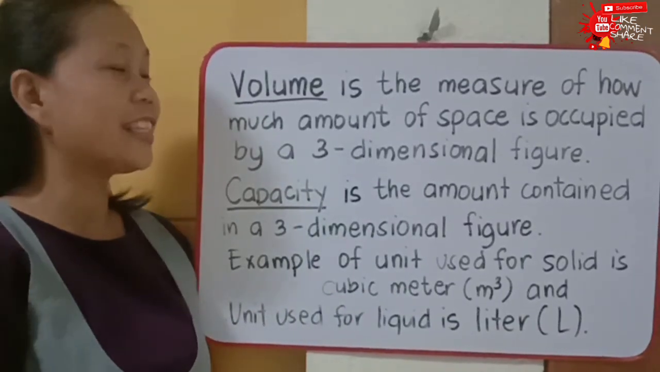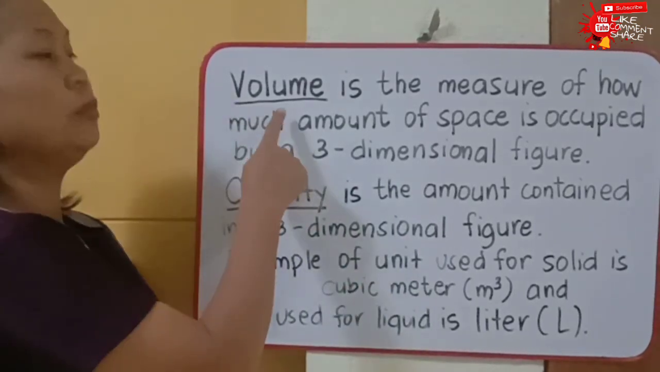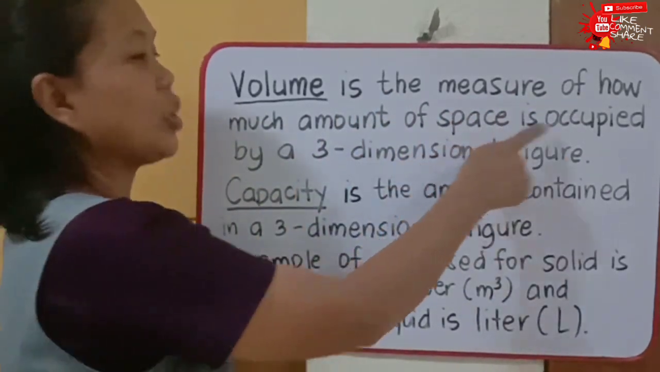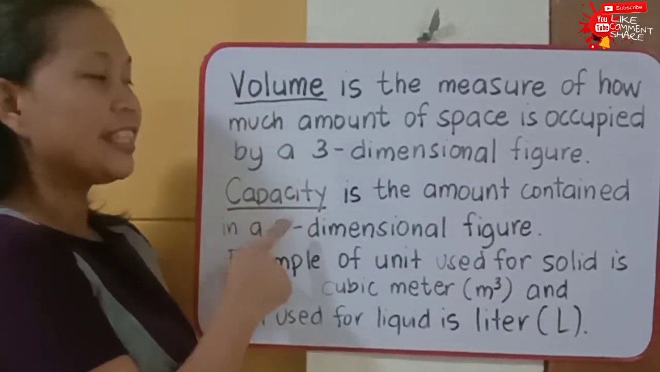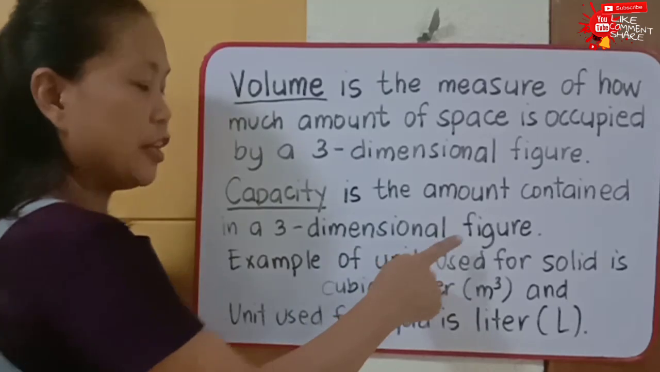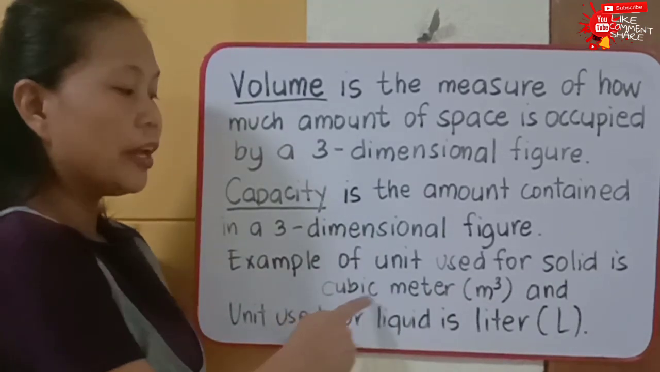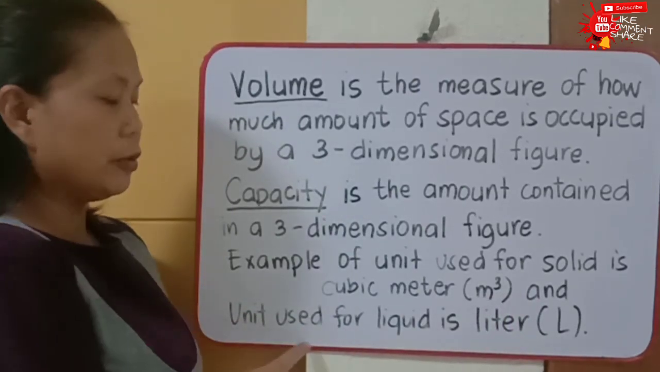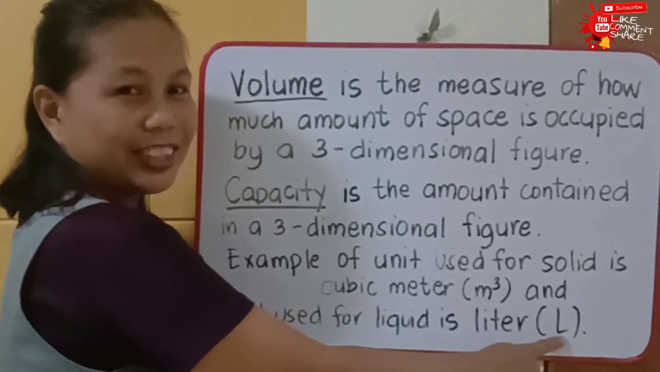Okay, so we will discuss the definition of volume and capacity. Volume is the measure of how much amount of space is occupied by a three-dimensional figure. And capacity is the amount contained in a three-dimensional figure. Now, an example of a unit used for solid is cubic meter. So this is the symbol for cubic meter. And the unit used for liquid is liter. And the symbol for liter is capital letter L.